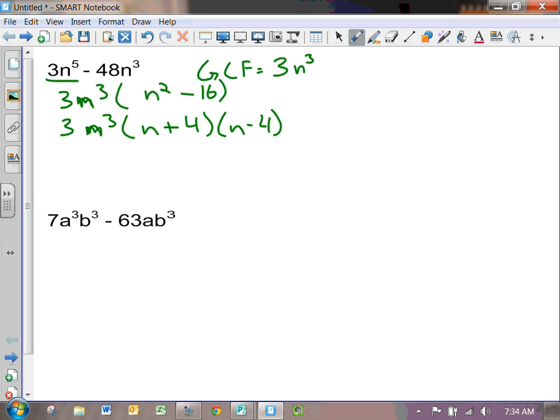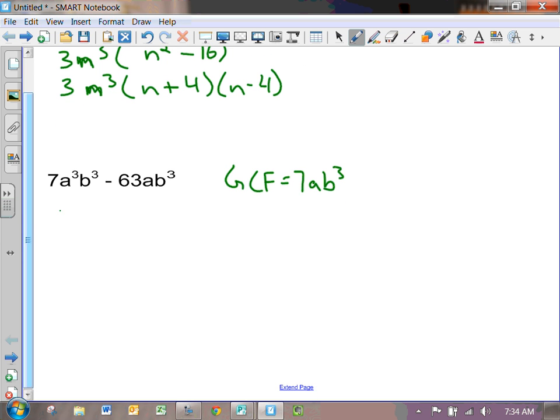Next one, we've got 7a to the 3rd b to the 3rd minus 63a b to the 3rd. So again, looking at our GCF, between these two we've got a 7, because 7 goes into 63 and 7 goes into 7. And then our smallest a value is a to the 1st, so just a. And both of those have a b to the 3rd, so we're going to use b to the 3rd. So our GCF goes out front, 7ab to the 3rd.